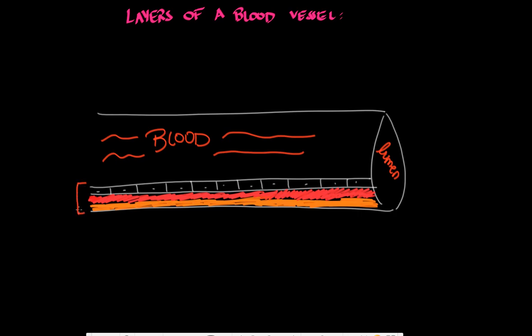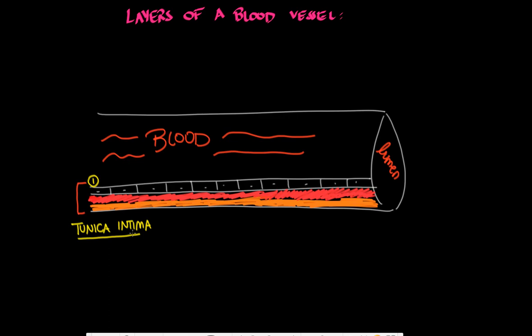Now let's examine the wall of these blood vessels. So we're going to start deep and work our way superficially, and we're going to identify three different layers that comprise the blood vessel wall. So to begin, the innermost layer of the blood vessel, we refer to this as the tunica intima.